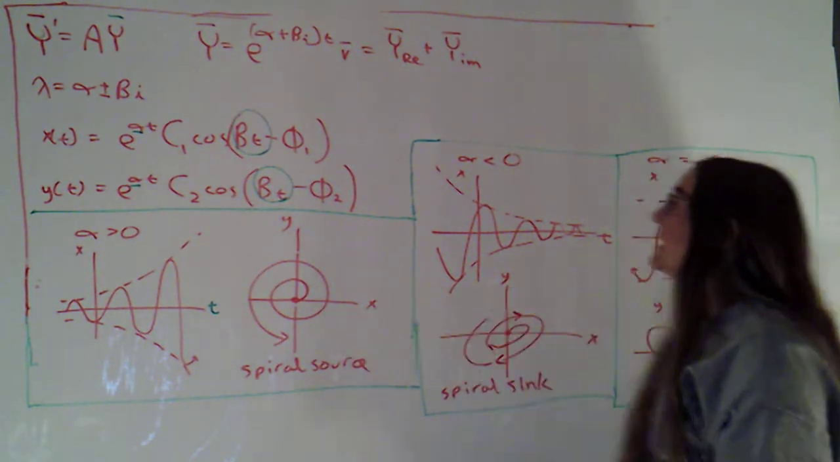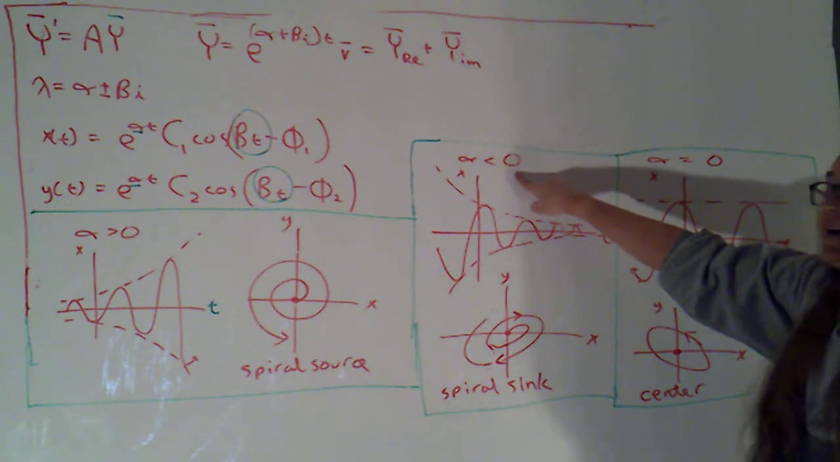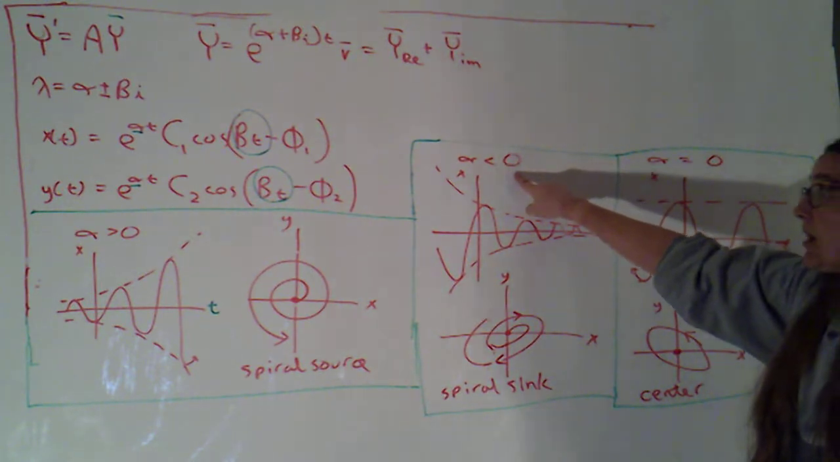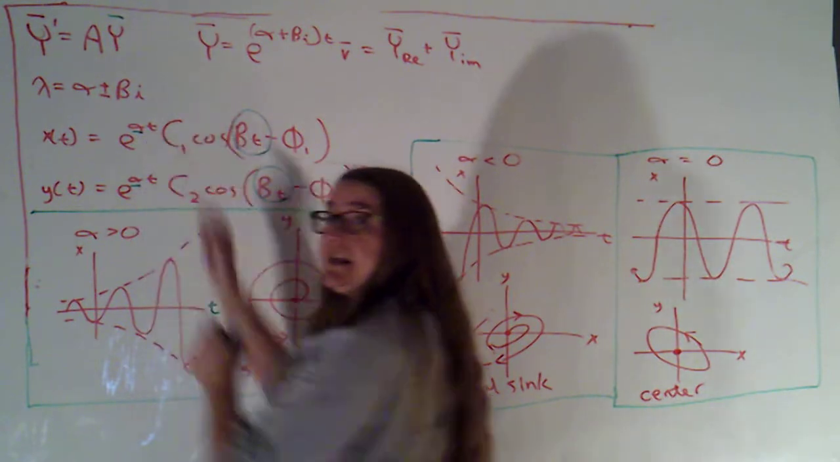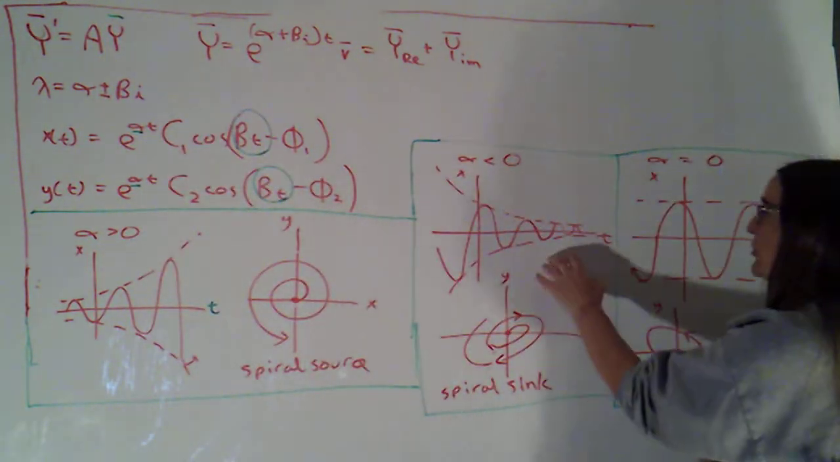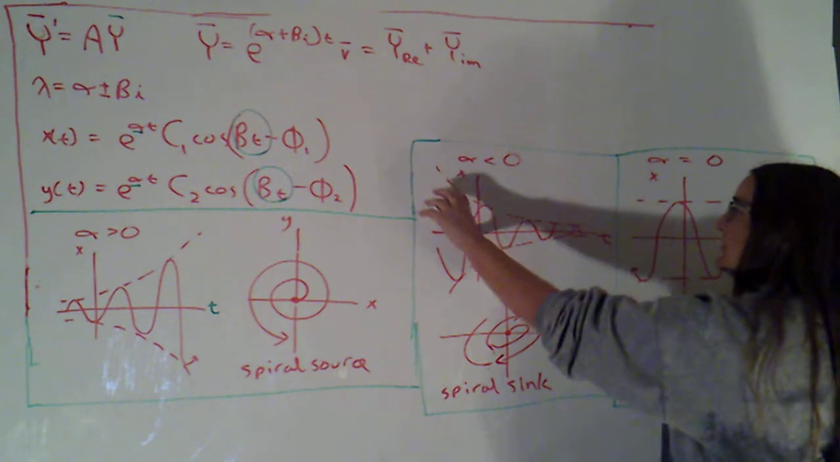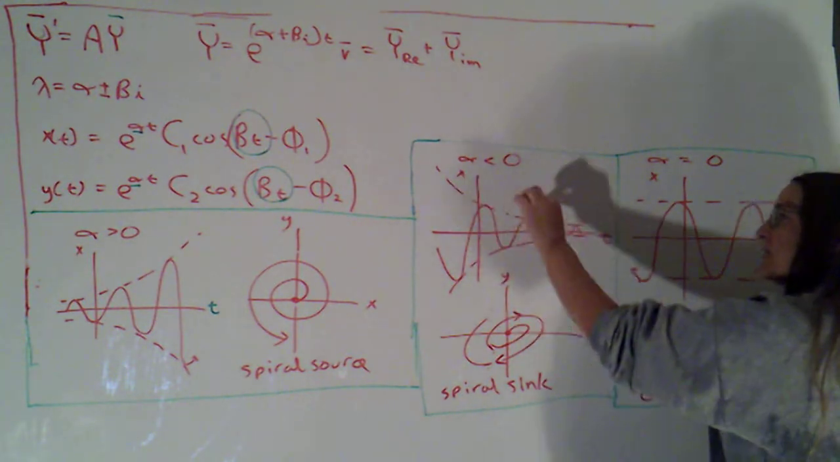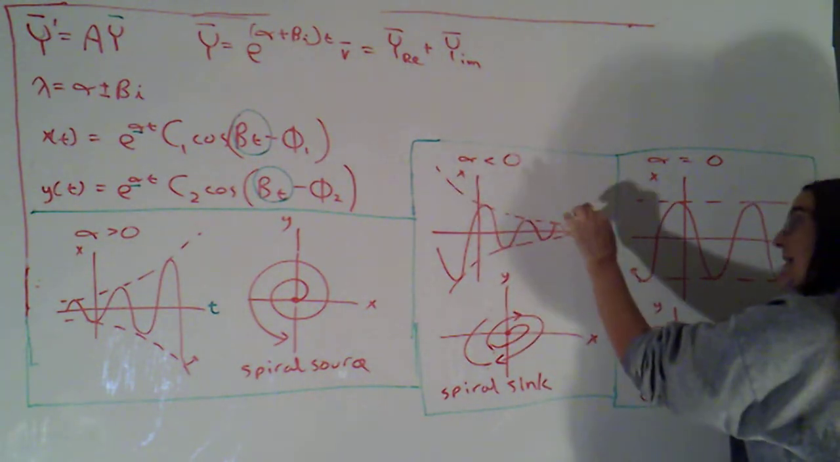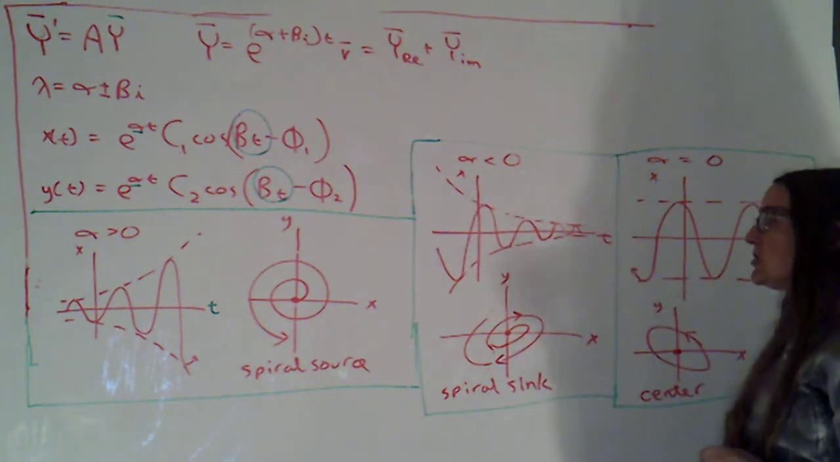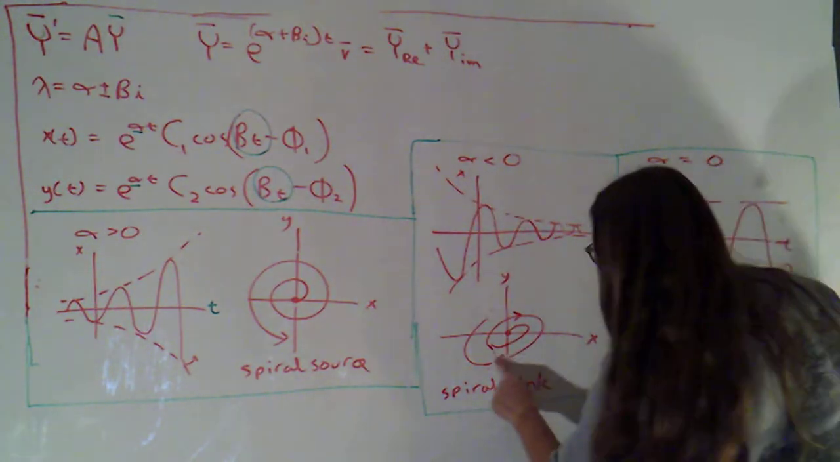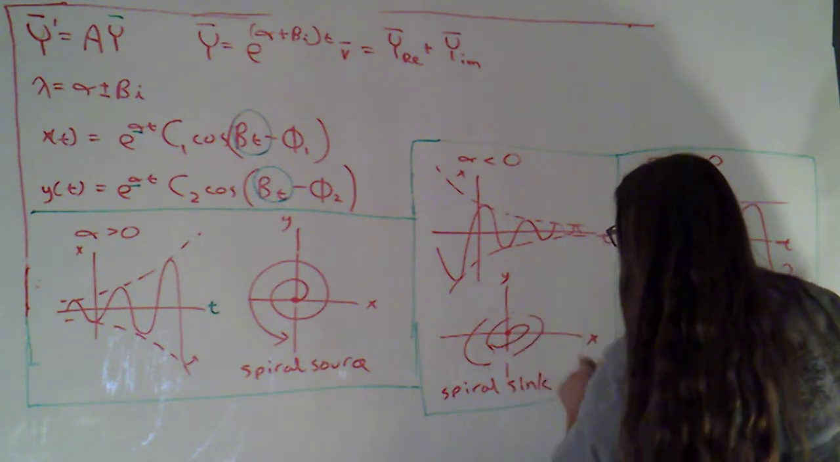Case 2, what if alpha is negative, less than 0? Then I'm scaling my cosine graphs by e to a negative power. So both my x and y graphs as functions of t will have oscillations that are decreasing in size as t increases, so that both x and y would be approaching 0. Oh dear, I keep doing this.